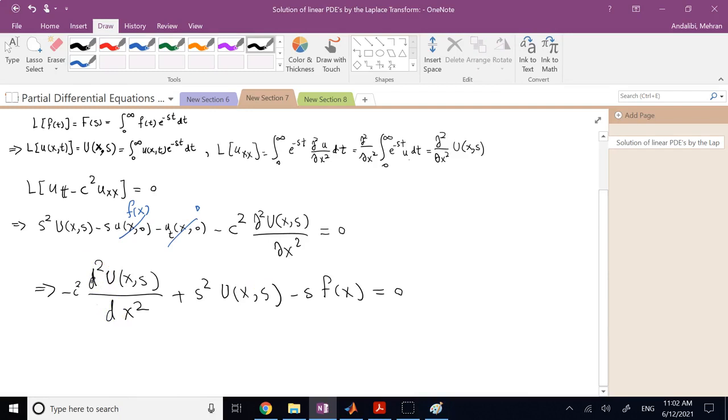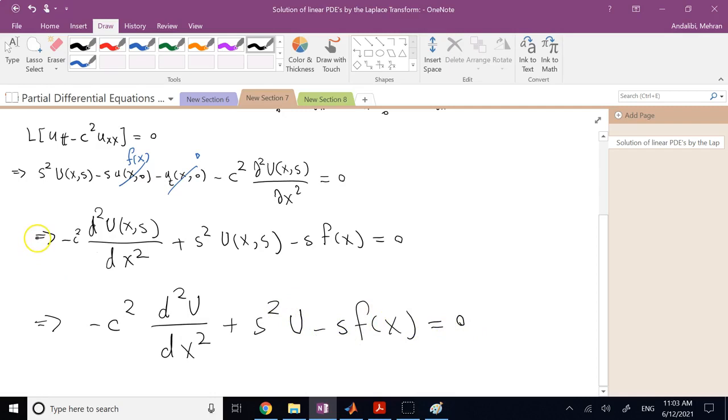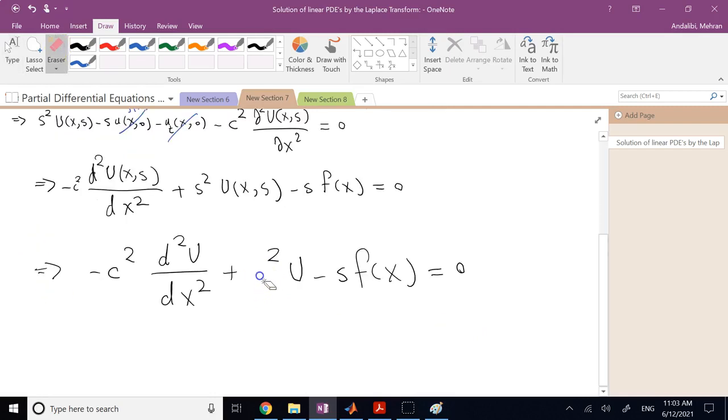Okay, if I remove this notation x and s, then you clearly see I can write it like this: negative c squared times the second derivative of u with respect to x, plus s squared times u minus s times f of x equals 0. Again, s is treated like a constant number. It does not have anything to do with x. So it's a constant number.